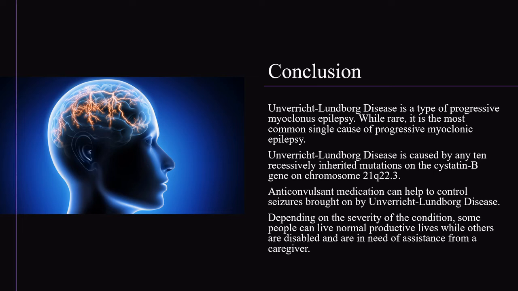In conclusion, Unverricht-Lundborg disease is a type of progressive myoclonus epilepsy. While rare, it is the most common single cause of progressive myoclonic epilepsy. Unverricht-Lundborg disease is caused by any of 10 recessively inherited mutations on the cystatin B gene on chromosome 21q22.3. Anticonvulsant medication can help to control seizures brought on by Unverricht-Lundborg disease. Depending on the severity of the condition, some people can live normal, productive lives, while others are disabled and are in need of assistance from a caregiver.